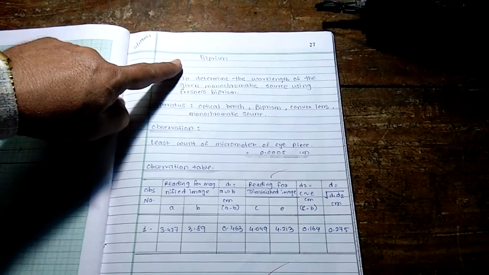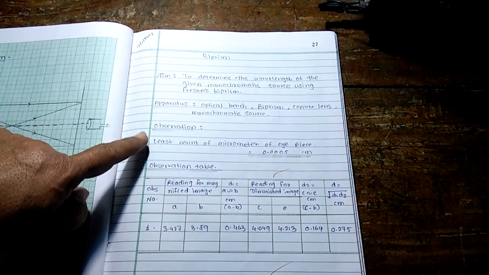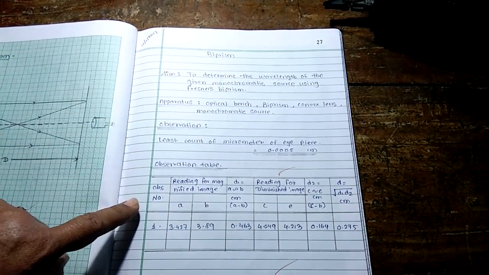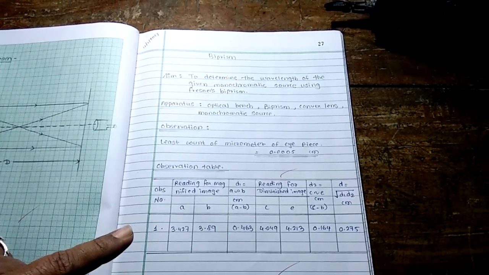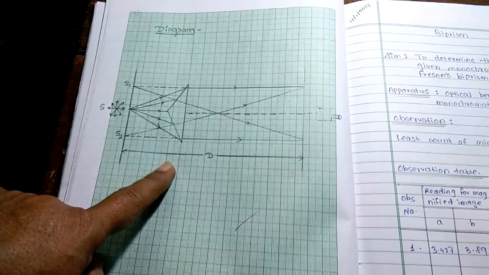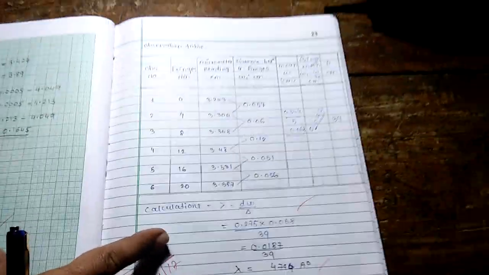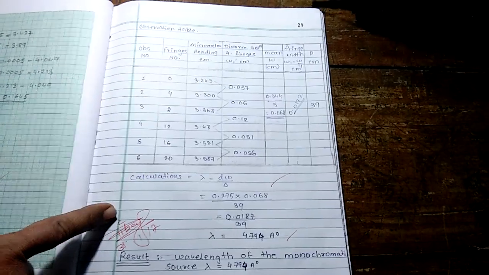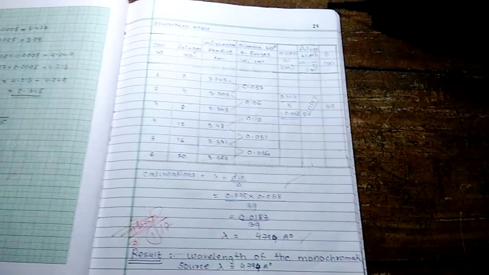This is the experiment of biprism. We have to do the biprism experiment to find out the wavelength of sodium source. This is the ray diagram. This is the ray diagram for biprism. This is the observation table for biprism.